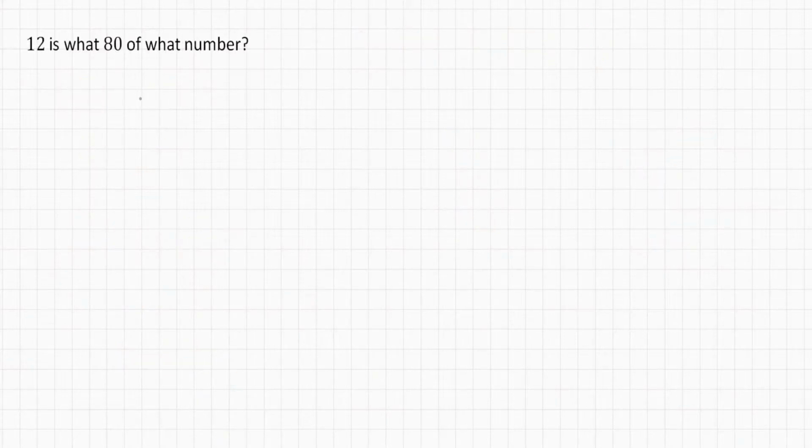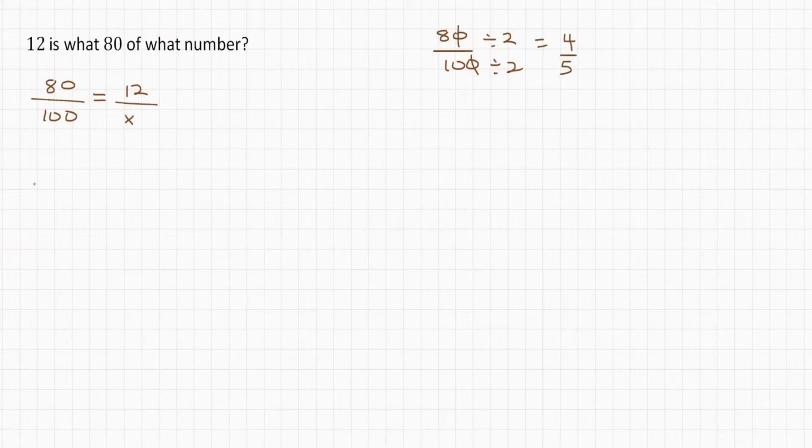Now 12 is 80% of what number? So let's go ahead and say 80 over 100 is going to be 12 divided by a specific number. We replace that number with x. So let's go ahead and simplify 80 over 100. Let's cross out the zeros. We can now divide by 2. And we're left with 4 over 5. So 4 over 5 is equal to 12 over x.